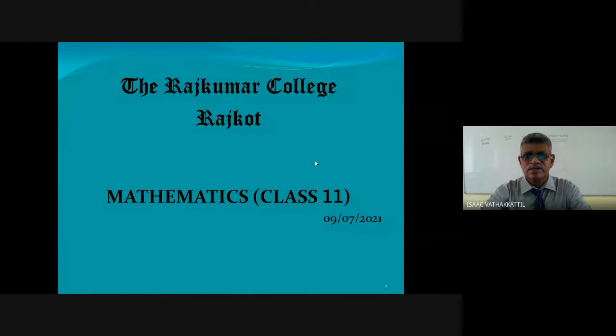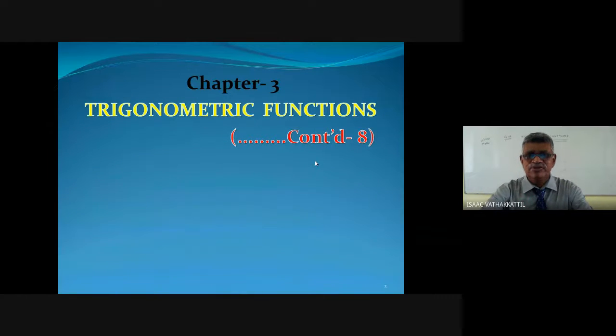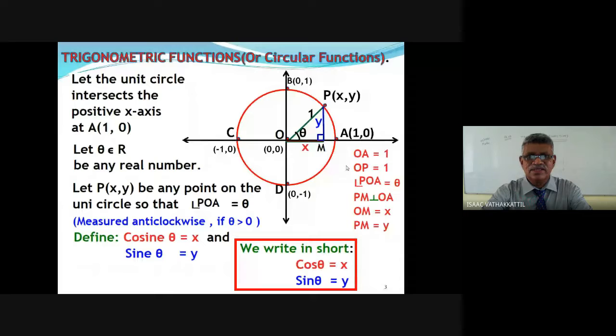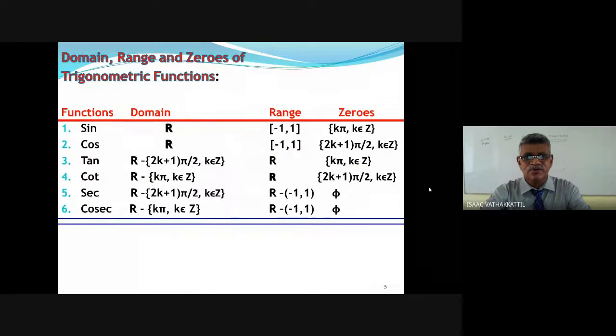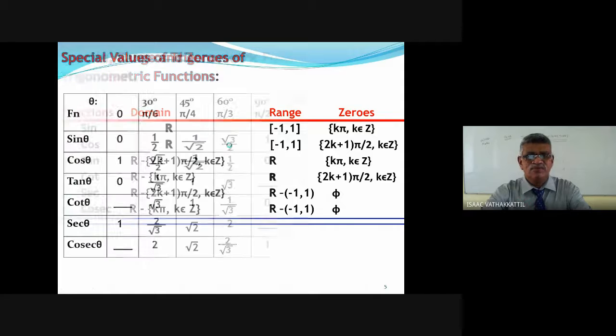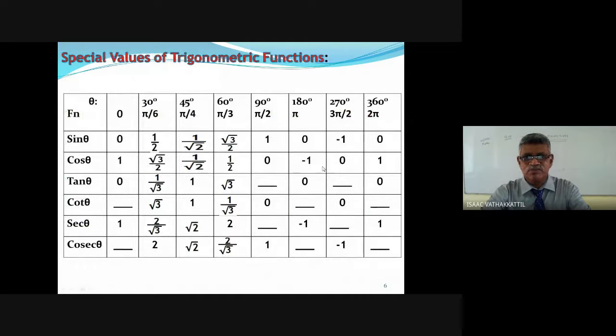Okay, let's go for today's topic. We have the eighth day, trigonometric functions. We have defined sine theta, cos theta in consideration of a unit circle, and we have defined other trigonometric functions: tan, cot, sec, and cosec. We have the zeros, domain, and range. We have the special values we discussed. I'm only just reminding what all points we covered.